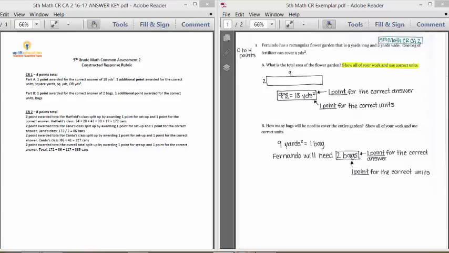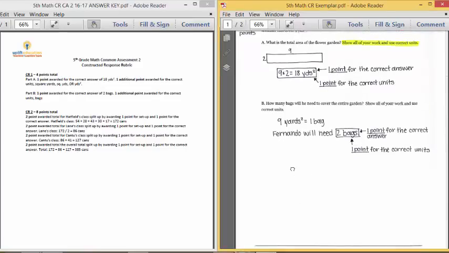They should show you that 9 times 2 equals 18 yards. They should also receive 1 additional point if they give you the correct unit, which is square yards. If they only say 18 as the answer, they will only receive 1 point for that question. Part B is worth the other 2 points.